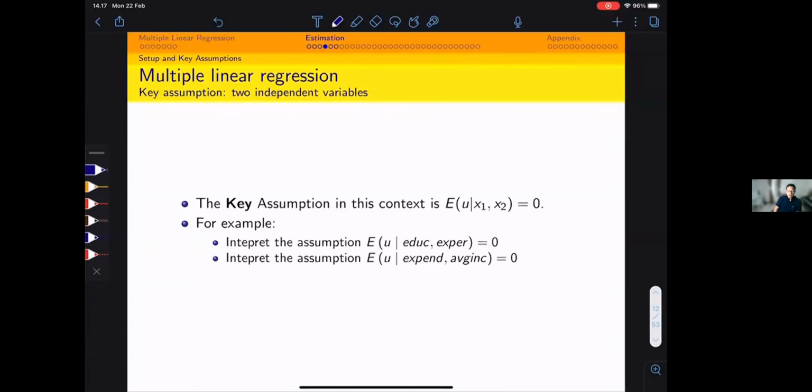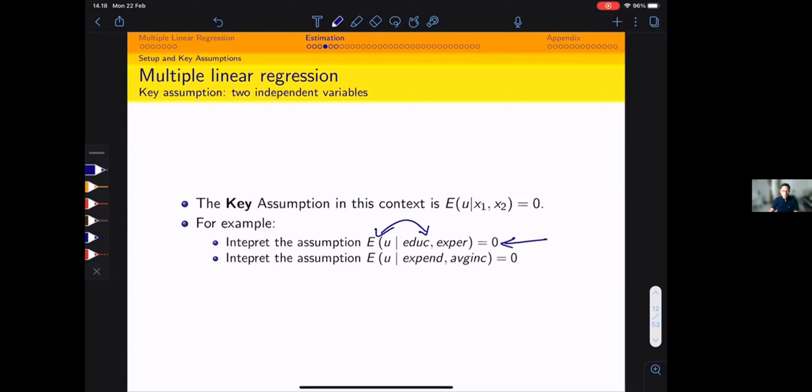So for example, if we have a regression of labor market wage on education and experience, then we say that there are no other variables that we do not observe that correlate with education and experience. So do you think that this assumption makes sense or not? Any thoughts?